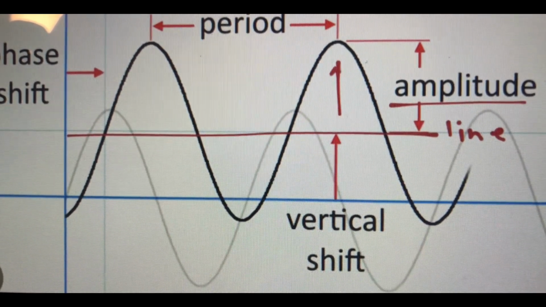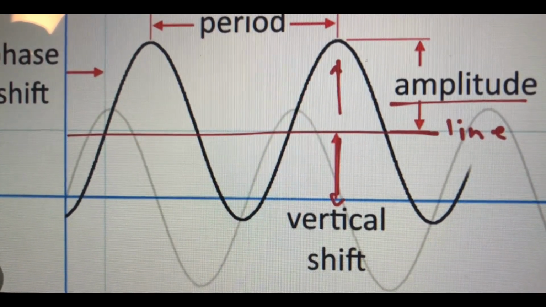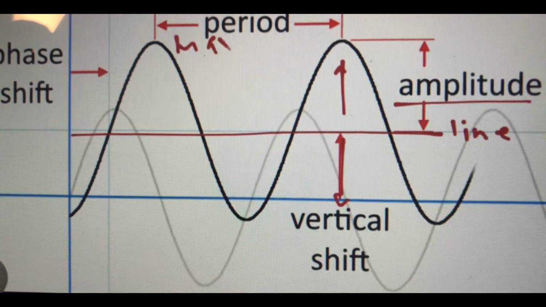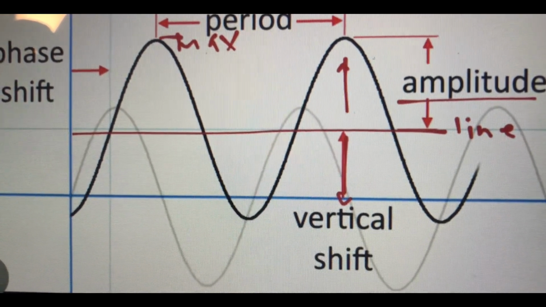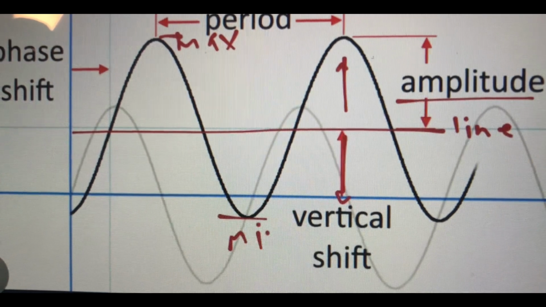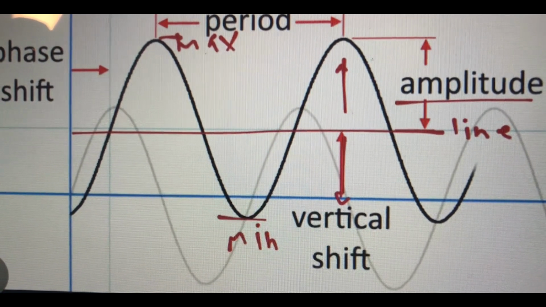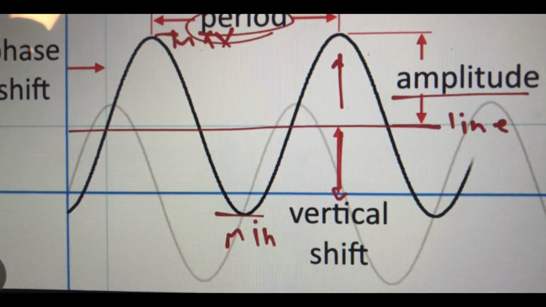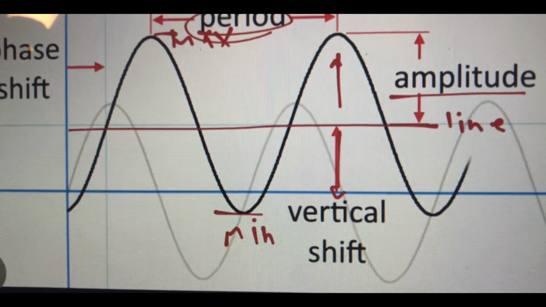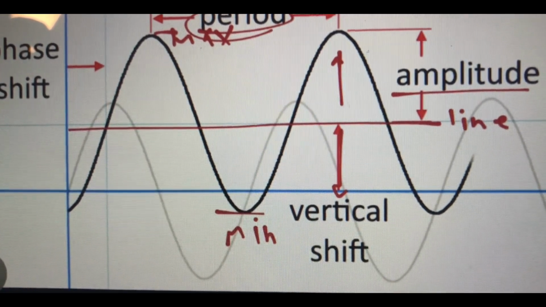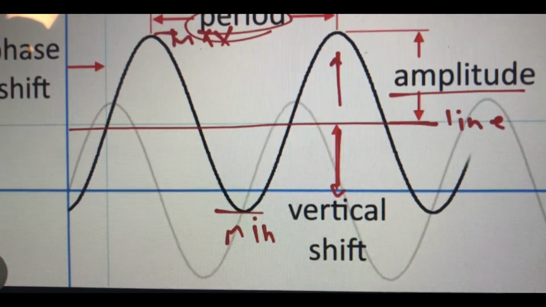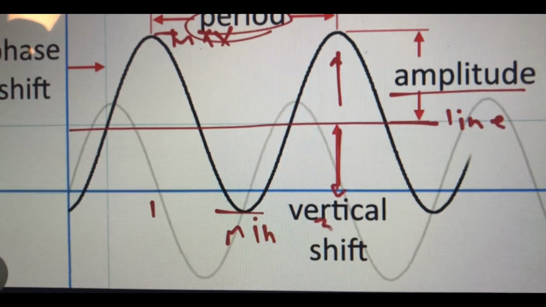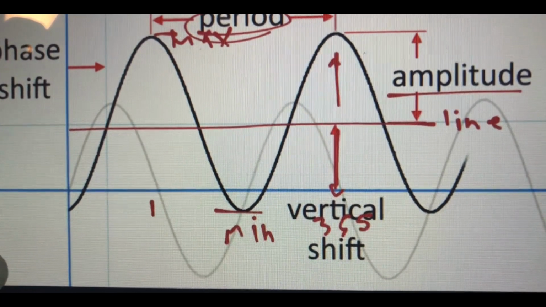The maximum value of a graph is the point of the graph where the y-coordinate has the largest value. The minimum value of the graph is the point of the graph where the y-coordinate has the smallest value. The period is one complete cycle of the graph. In our case, our period is 364 days because from the first day of the year to the last day of the year is 364.